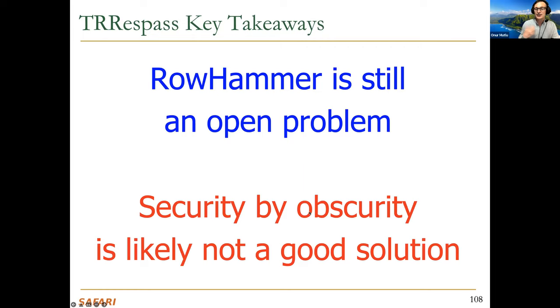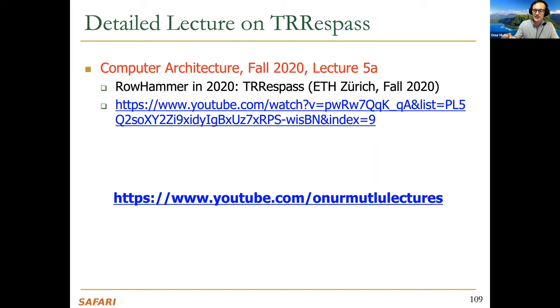And security by obscurity is likely not a good solution. It's better to be on a stage where you say, this is my solution, break it. If you cannot break it, that's great. So being open about these solutions is much better, from my perspective. And I think we kind of proved it experimentally. And if you want to see more details on TRRespass, we have more detailed lectures that go into a lot more detail than what I had to do in this shorter version.